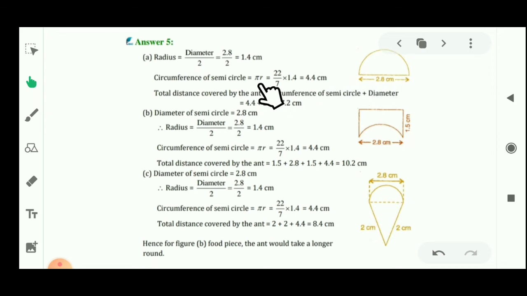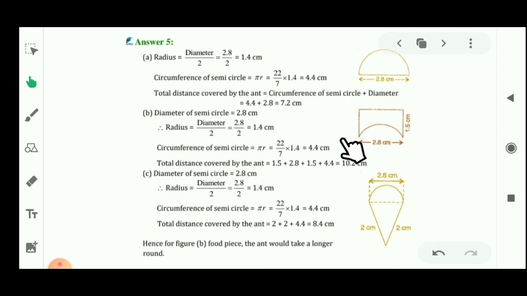You can see here this is the diameter, students. When we convert this diameter into radius, its value will be 1.4 centimeter. So now we have to find out the circumference of the semicircle, that means pi r. 22 upon 7 multiply 1.4, that means 4.4 centimeter. Now total distance covered by the ant, that means circumference of semicircle plus diameter, because perimeter is the sum of all sides of any figure. So 4.4 plus 2.8 is equal to 7.2 centimeter. This is the answer of the A part.